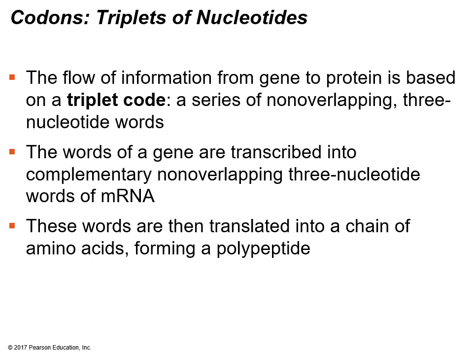The flow of information from gene to protein is based on a triplet code, a series of non-overlapping 3 nucleotide words. So basically this means that DNA is going to be read in groups of 3, called a triplet. The words of a gene are transcribed into complementary non-overlapping 3 nucleotide words of mRNA, and that is through the process of transcription. These words are then translated into a chain of amino acids, forming a polypeptide or protein.